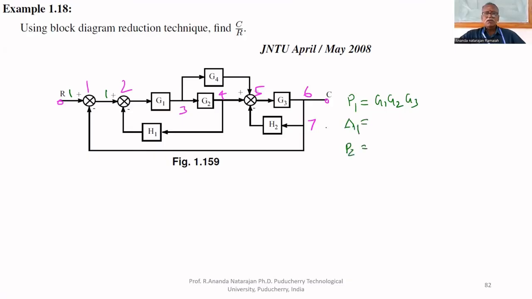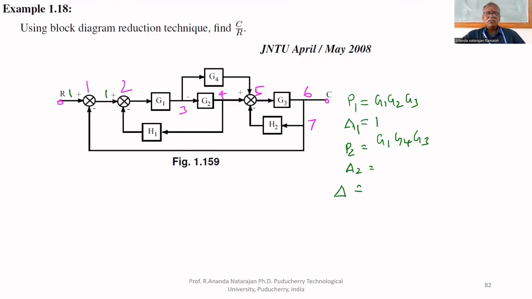Then P2. P2 equals G1, G4, G3. This is another forward path. We have to find delta 2. Now we have to find delta. Delta 1: what is the first forward path? This is the first forward path. No loop is not touching the first forward path. Therefore, delta 1 is 1.